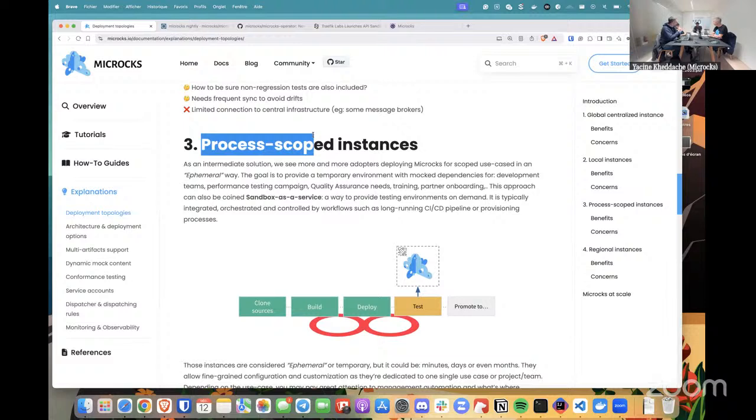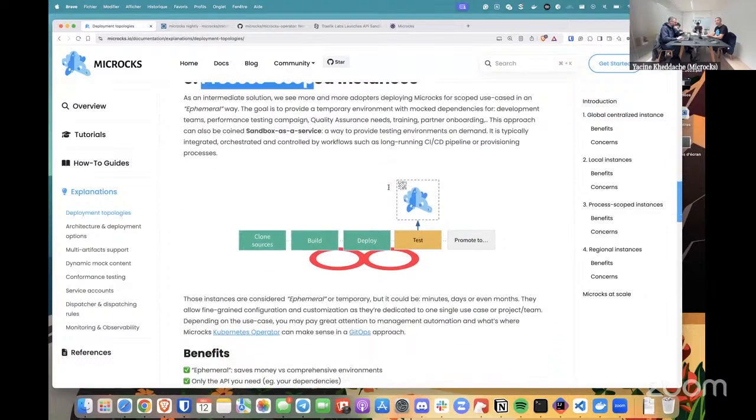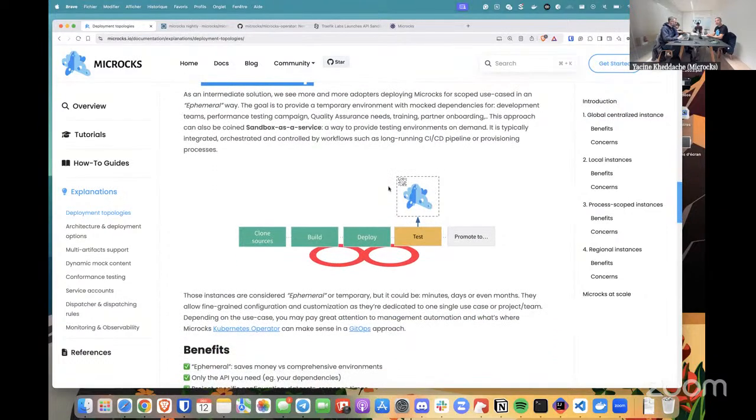Typically, yes. Basically, it's a short-lived Microcks instance that is very customized for a specific use case. So it could be a project-related use case or a QA or performance testing related use case. But these are short-lived instances.